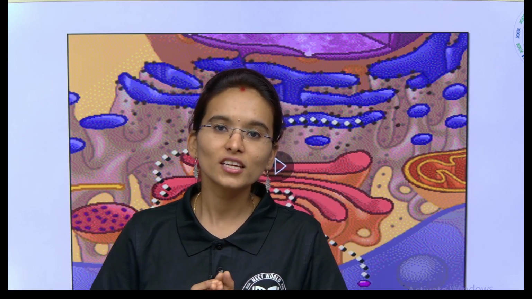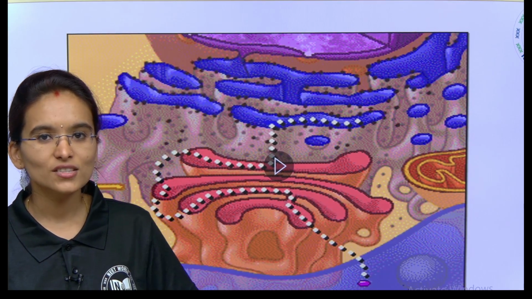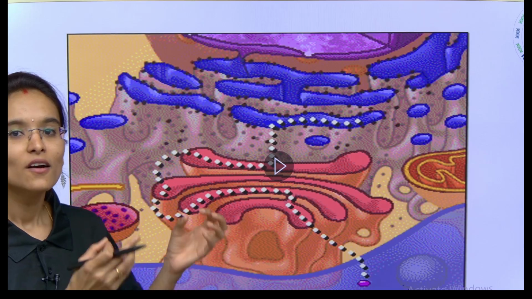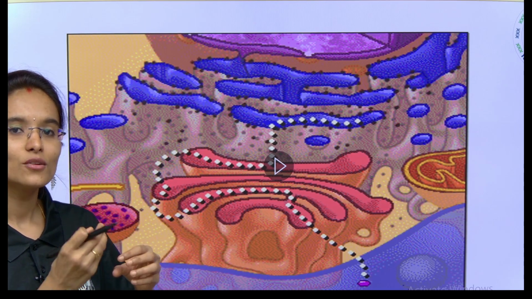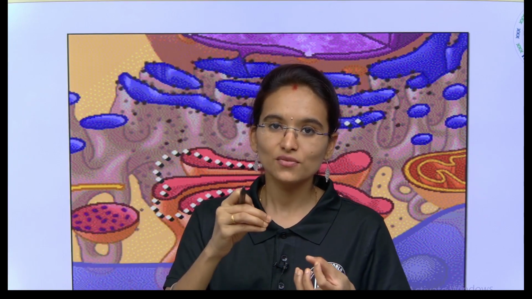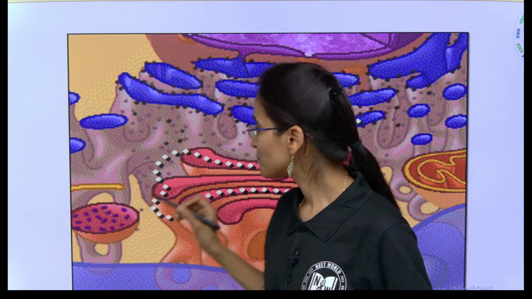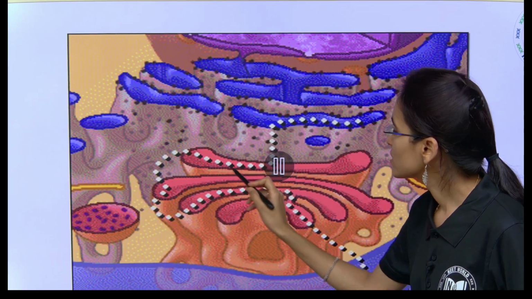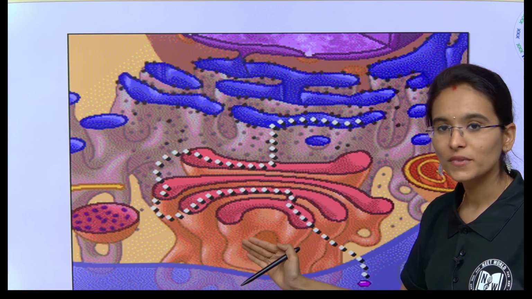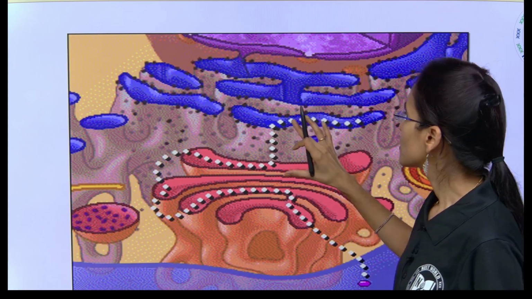In the Golgi body we have the cis phase and the trans phase. The cis phase is present towards the endoplasmic reticulum. From the vesicles the proteins are going to enter, and from the vesicles they will reach the cis phase. In each cisterna the modification is going to take place. At last they are going to be released from the trans phase. Clear with the concept?